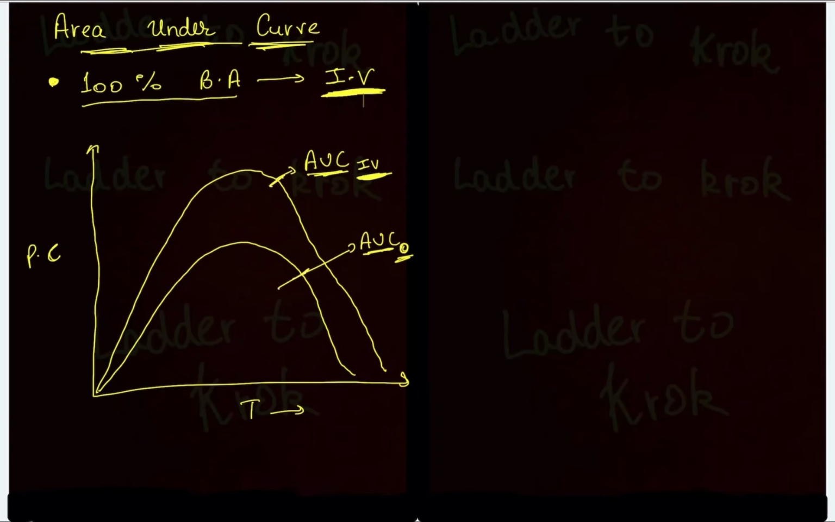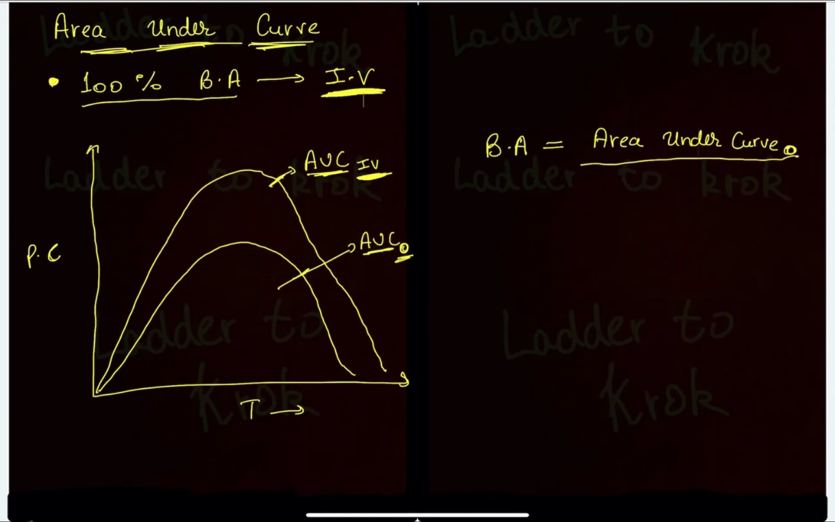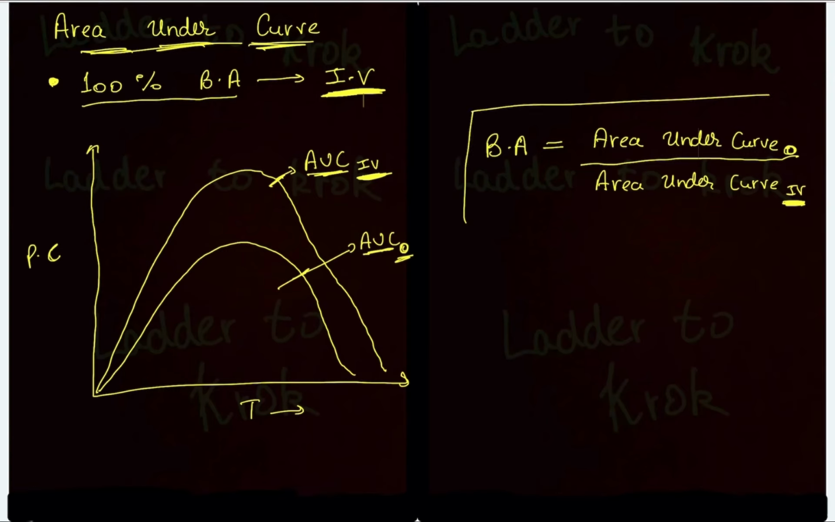Now how to find out bioavailability? Bioavailability is equal to area under curve orally, or intramuscular or any other method, divided by area under curve IV, because IV, intravenous, is 100%. So by this method we will calculate the bioavailability of any drug.